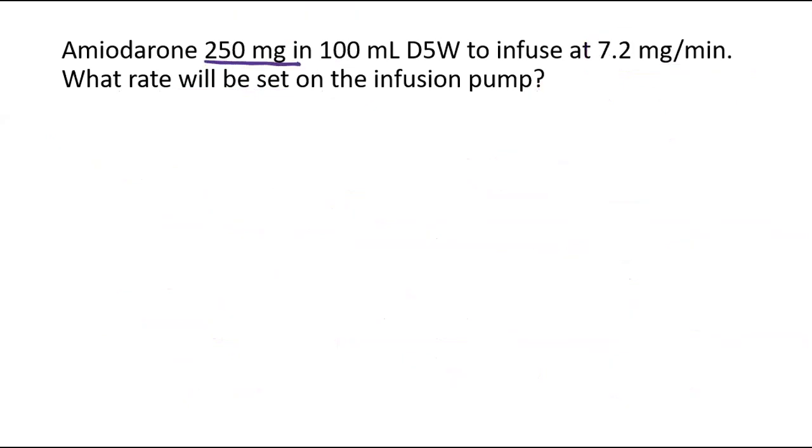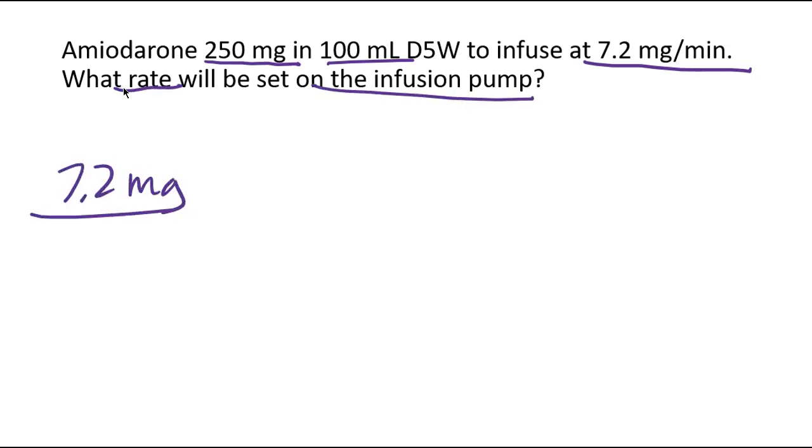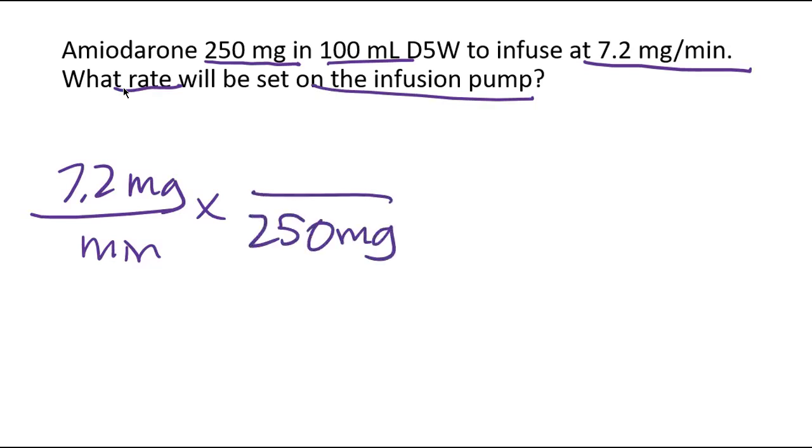250 milligrams in 100 mLs, infusing at 7.2. What rate will be on the pump? Same thing. Start with the rate when you've got something like this. 7.2 milligrams per minute times what we got up here. We want to get rid of these milligrams, so we're going to do 250 milligrams down here, and then 100 mLs above it. Cross out the milligrams.